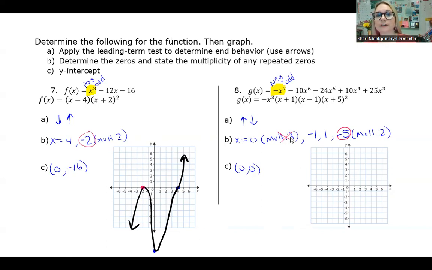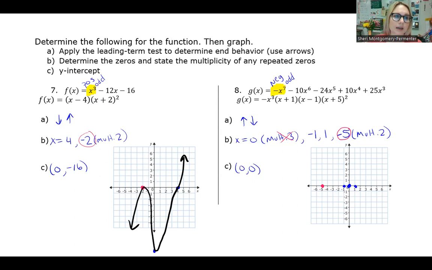For this one, to graph it, I need to plot all my x-intercepts. So I have an x-intercept, which is also the y-intercept, at 0. I have -1, +1, and then I have -5, which is special. So mark it somehow different. It's special. You will bounce there.